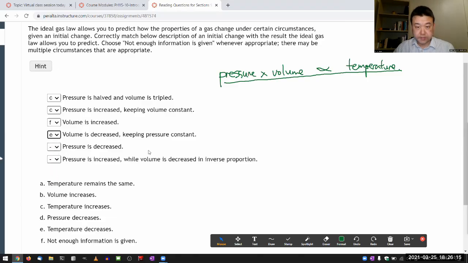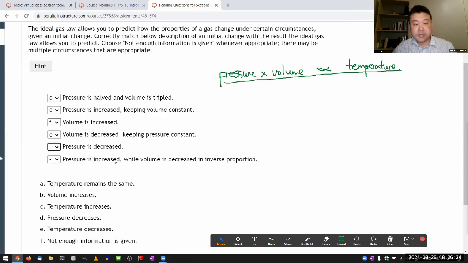Pressure is decreased. This is the same deal. They didn't tell me about volume. Could it be increasing? Could it be decreasing? Could it be decreased, or could it be increasing so much that despite the decrease of pressure, the temperature is increasing? Anything could happen. So not enough information.